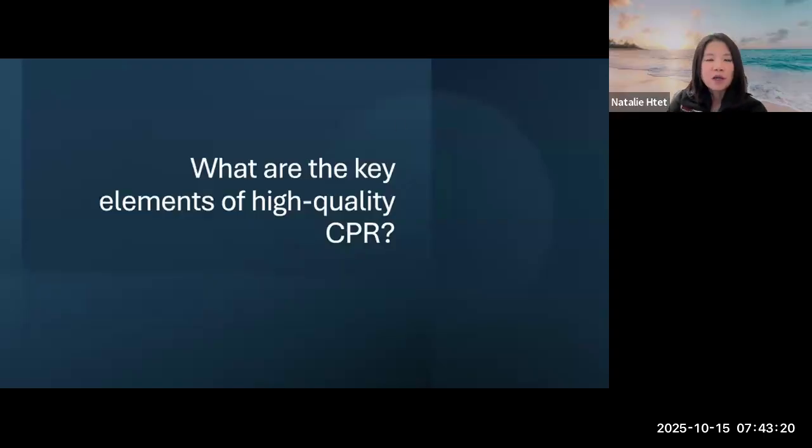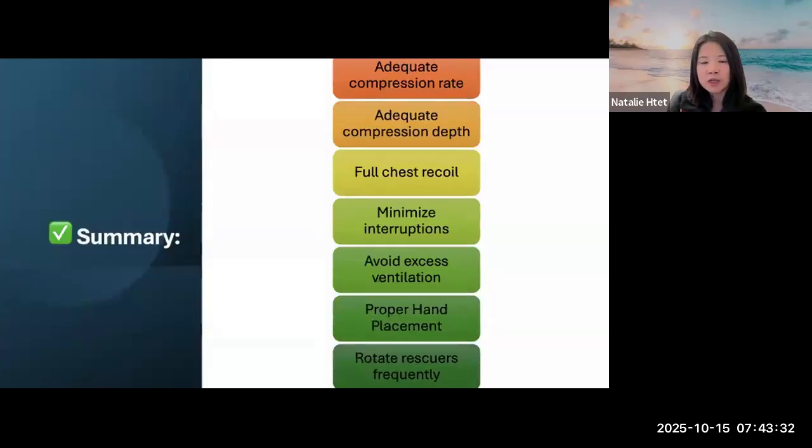Yeah, so for high quality CPR, there are some key elements. Number one is adequate compression rate. So the target is 100 to 120 compressions per minute. So I remember the sound, I might be old school now, but Stayin' Alive. So that tune gets around.